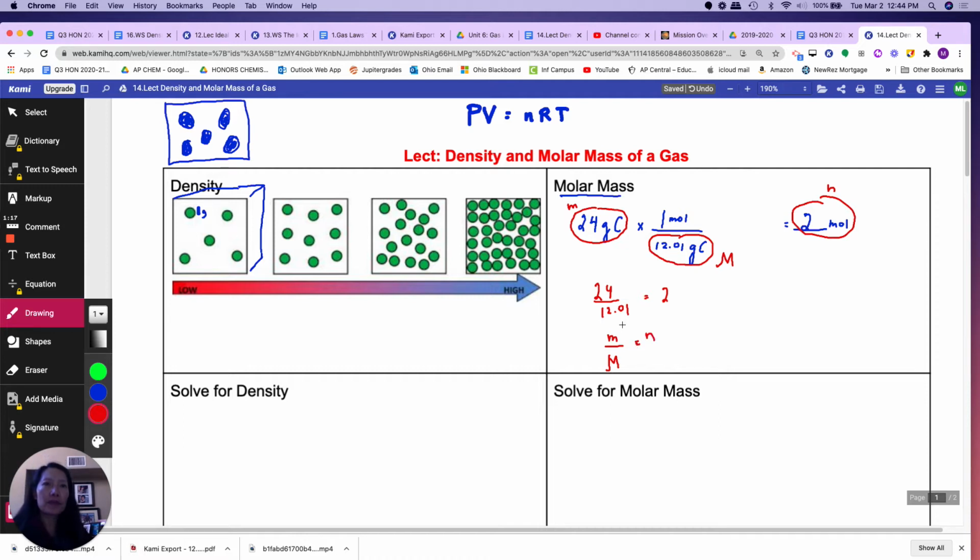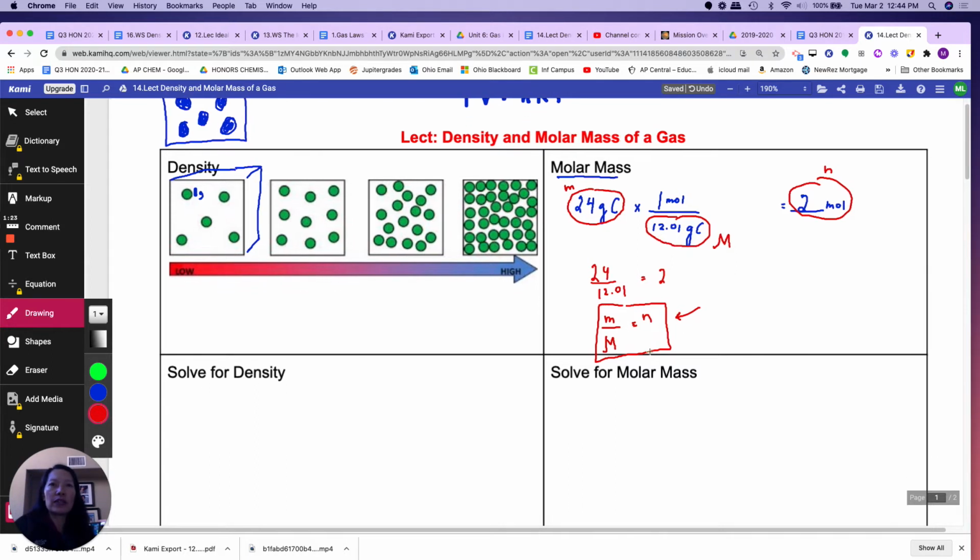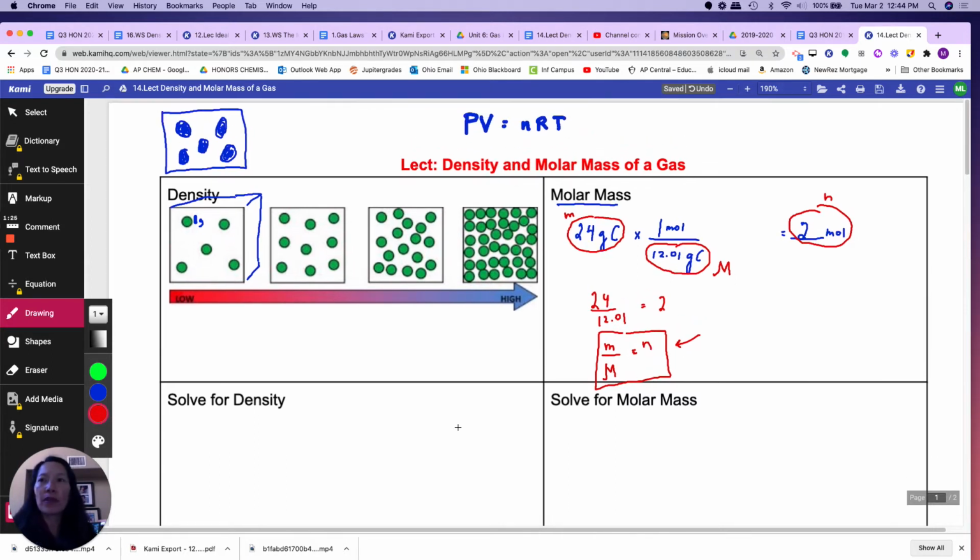Okay, so this is very important. Pause the video if you did not understand how this was derived. So to get the molar mass of a gas, all we have to do is take this little m over big M and plug it into PV equals nRT.